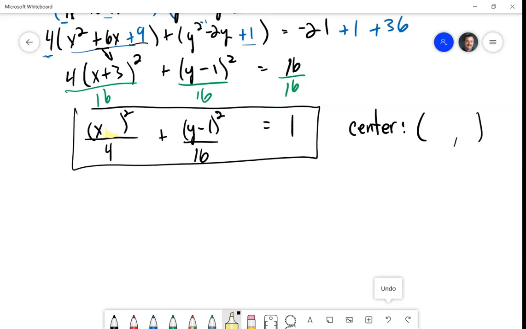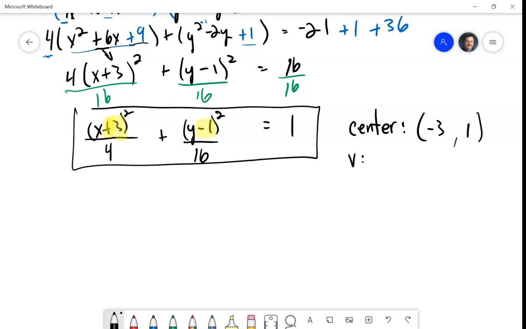Remember, it's going to be the opposite of these numbers with x. Opposite of these numbers in here. So the opposite of 3 would be a negative 3. Opposite of negative 1 would be a positive 1. There is my center. Okay, what about my vertices? Where are they located?